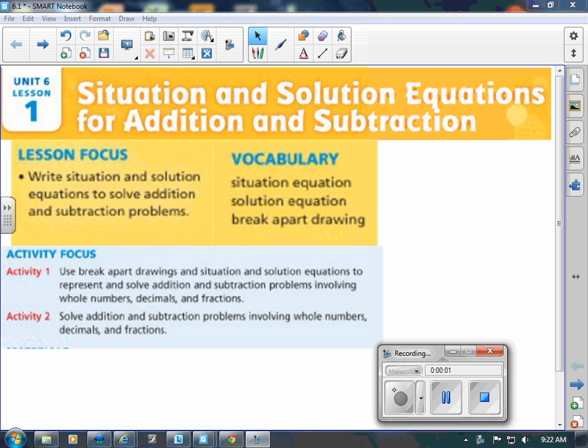All right, so this is Unit 6, Lesson 1. We're looking at situation and solution equations for adding and subtracting. So we're just going to write situation and solution equations to solve some problems. Realize that those are like algebraic equations when you say situation, and then the solution equation comes as you get your variable or your unknown on one side. So we're going to use a break apart drawing to explain that and show that, and then we'll solve some real world problems with whole numbers, decimals, and fractions using those situation and solution equations.